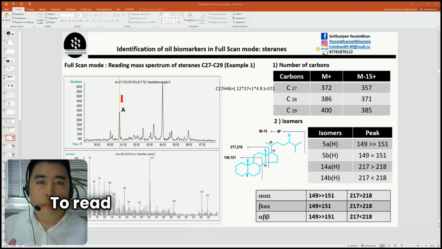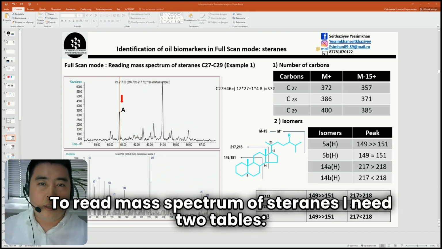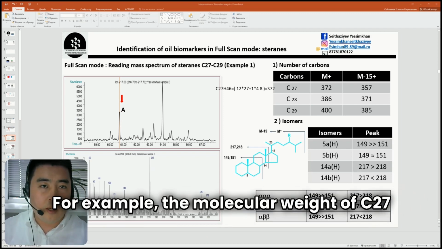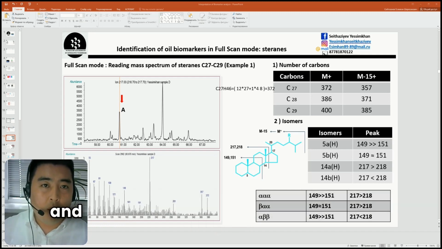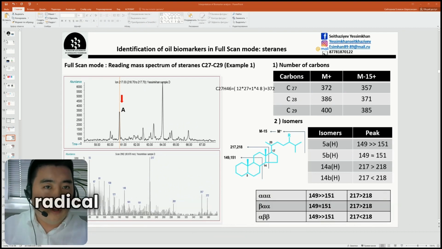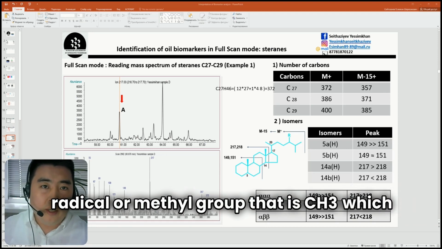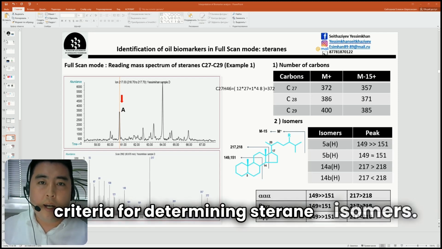To read mass spectrum of steranes, I need two tables. In the first table, M plus is the molecular weight of steranes. For example, the molecular weight of C27 is 372, and the M minus 15 is the molecular weight minus a free radical or methyl group, that is CH3, 15. The second table presents the criteria for determining sterane isomers.